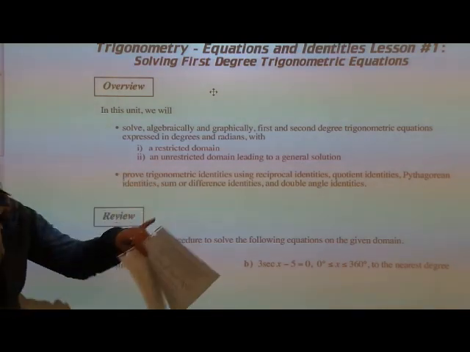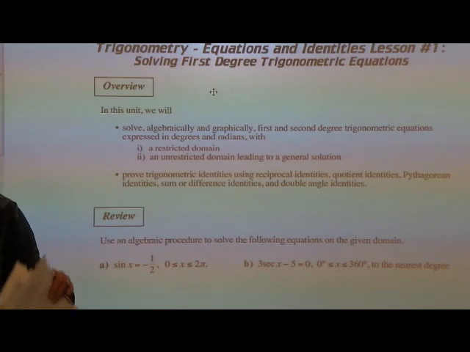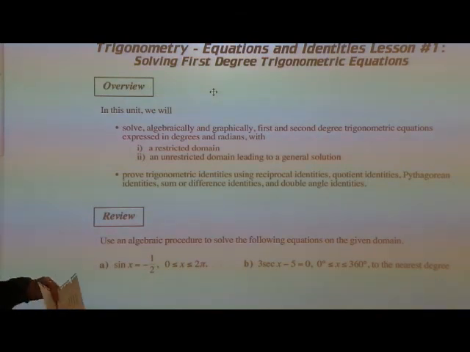Unrestricted means that x could be anything, so when I declare my solution, I could have multiple solutions that extend indefinitely. And then we're going to prove trig identities using that formula sheet that you guys have. All of those trig identities, or all of those formulas that are written on there, we're going to be looking at in this chapter.